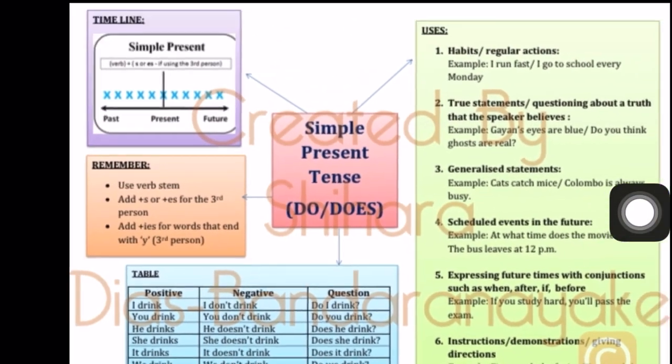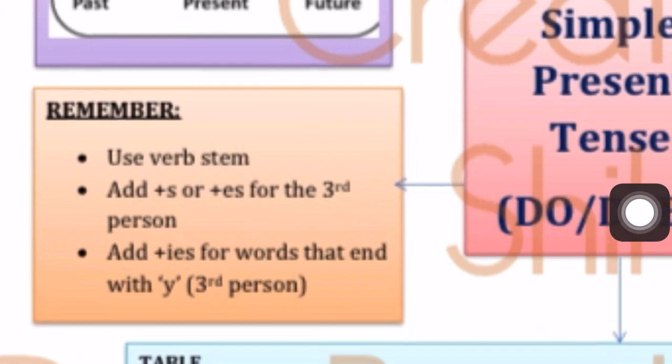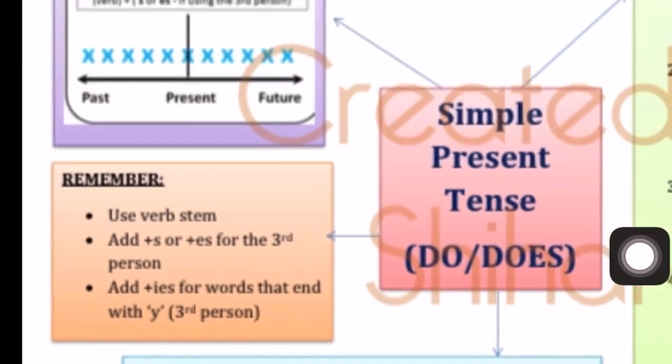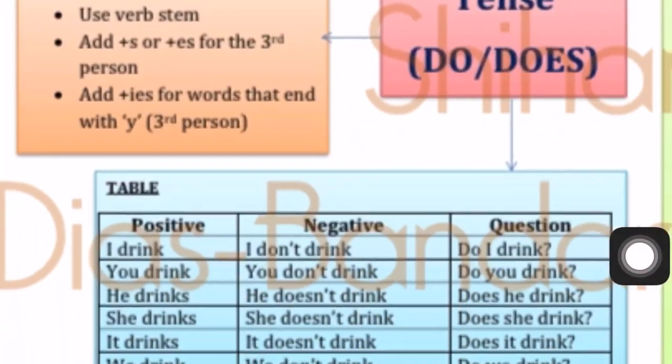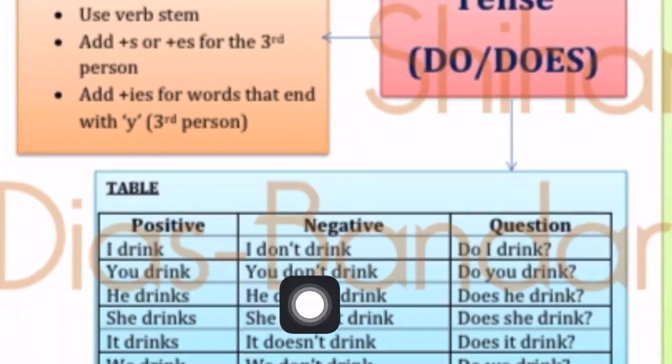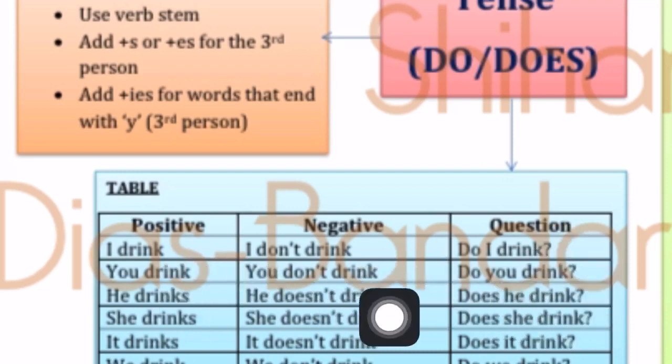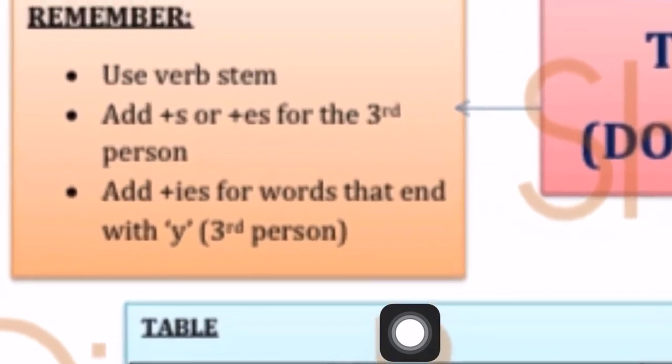Now we'll go on. There are some little things that you have to remember. Use the verb stem. Here you have to use the verb stem. I drink, so that is the verb stem. I don't drink. Do I drink? So this is the verb stem. ඒකට වෙන මුකුත් එකතු වෙන්නේ නැහැ.